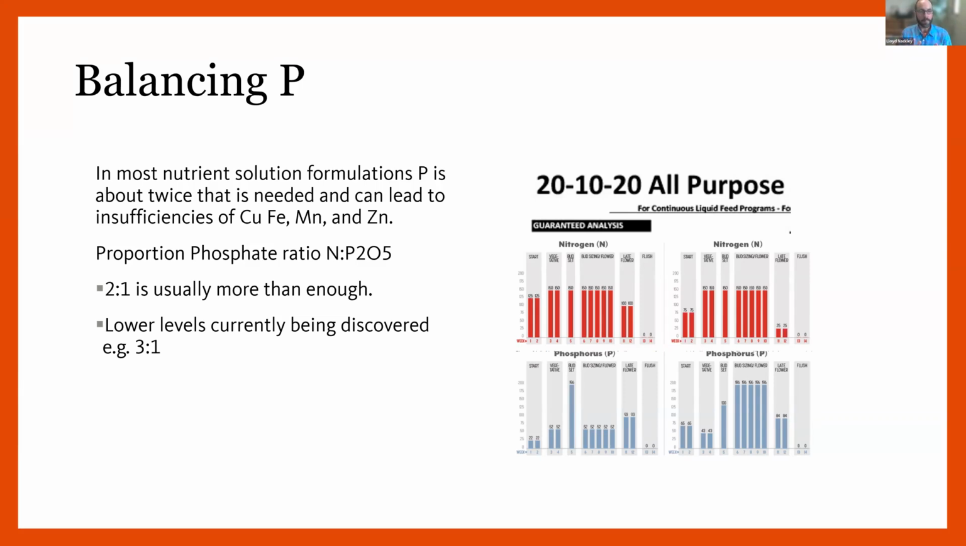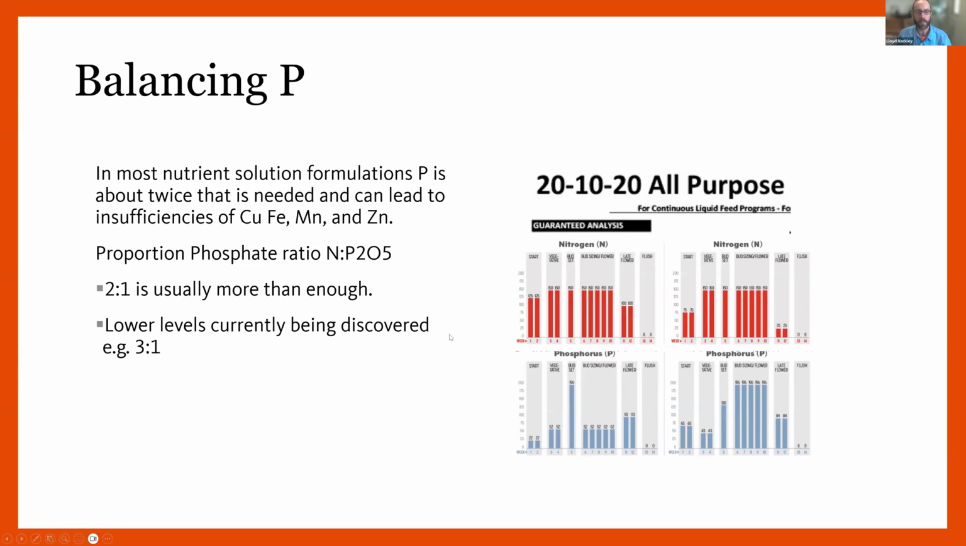Most plants can do a 2-to-1 ratio. So remember, 20 to 10, a 2-to-1 ratio is usually more than enough. But there's research happening currently looking at 3-to-1, so really lowering the phosphorus, or even lowering it altogether. That's what these bar charts are for, showing the results of phosphorus at different times. So nitrogen at 150, phosphorus down at 50, so 1 to 3, versus almost a 1-to-1 in this case.